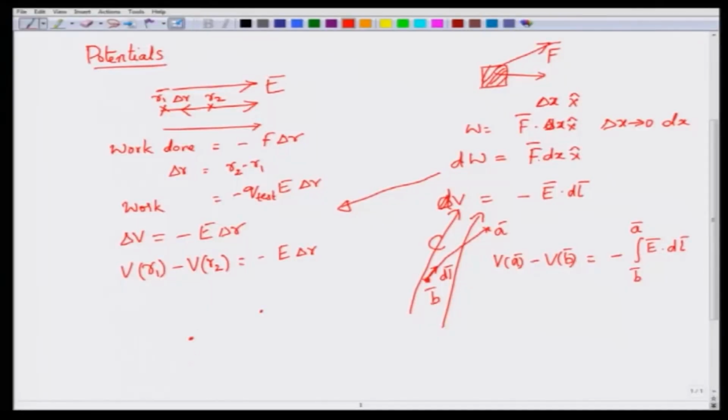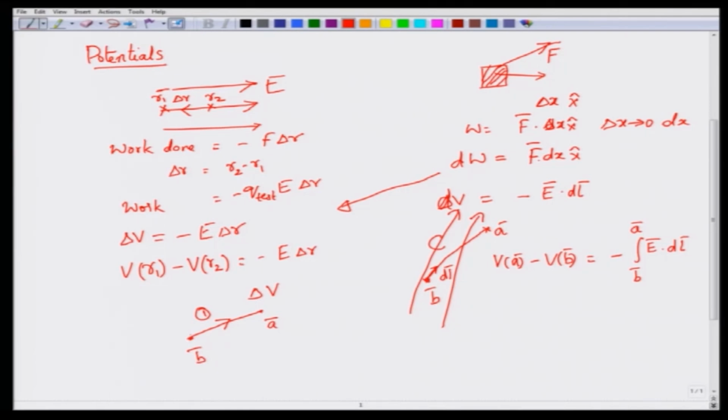For example, if I take one path from point B to point A, say I go straight up along this path, then the potential difference will be some delta V. This delta V is V of A minus V of B. So, this is the potential difference that you are going to get if you follow path number 1, which is a straight line path from B to A.